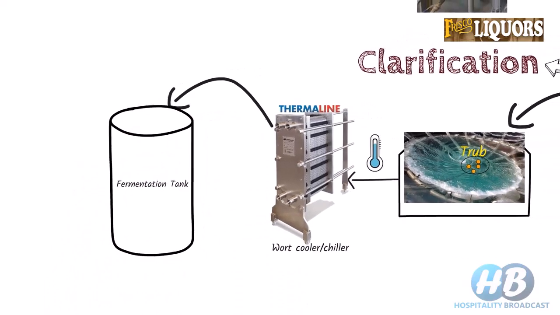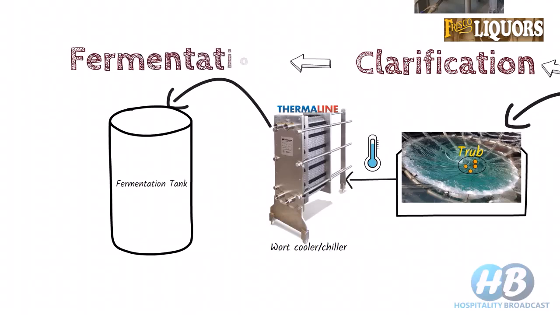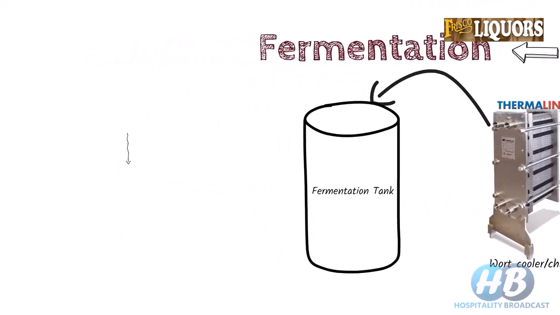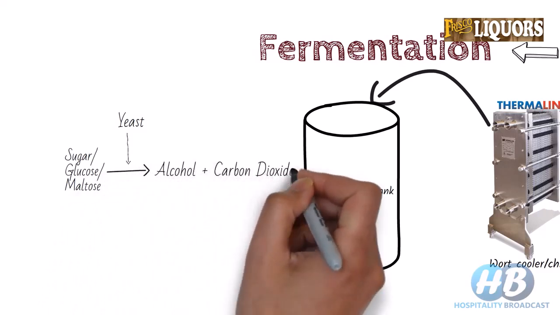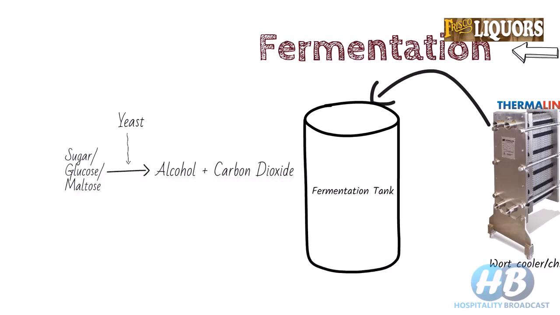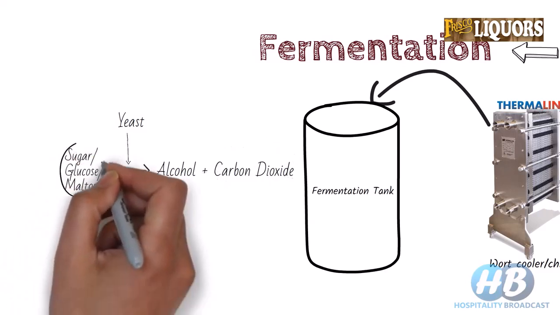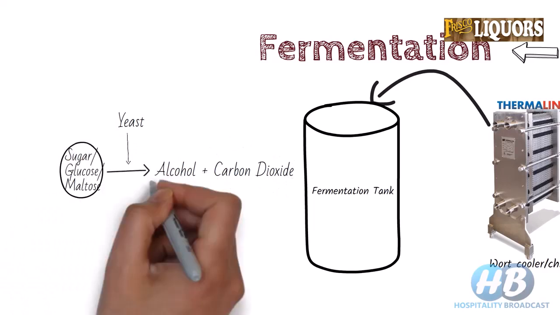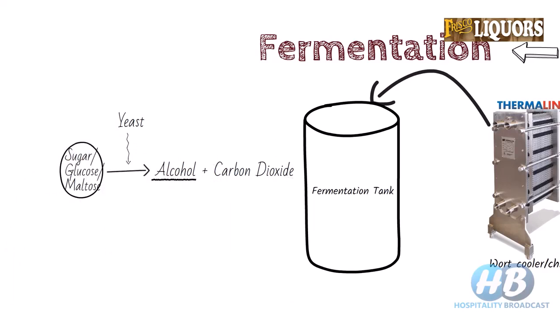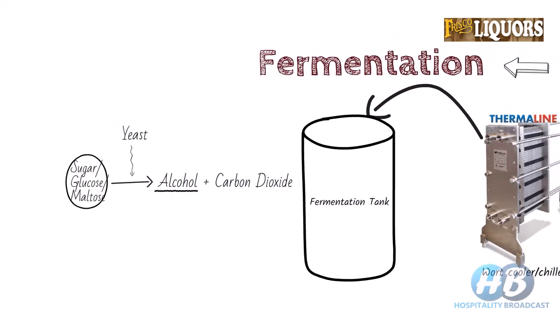Now comes the most important step, fermentation. First let's understand what is fermentation. In fermentation, action of yeast upon sugar solution breaks down the sugar into alcohol and carbon dioxide. The carbon dioxide escapes into the air and we are left with fermented beverage. Higher the amount of sugar in the substance used, higher the alcohol percentage in the fermented beverage.